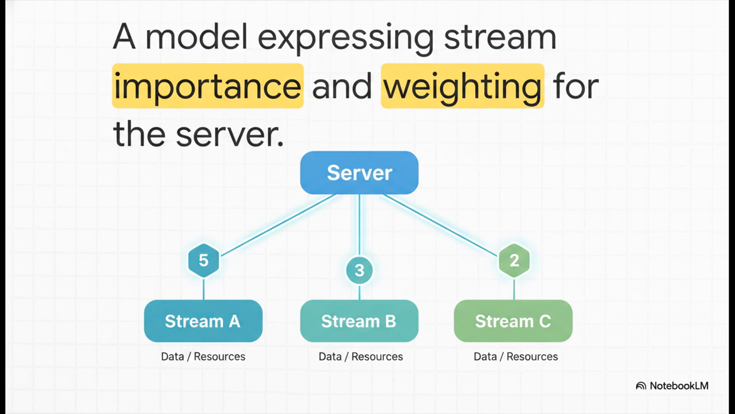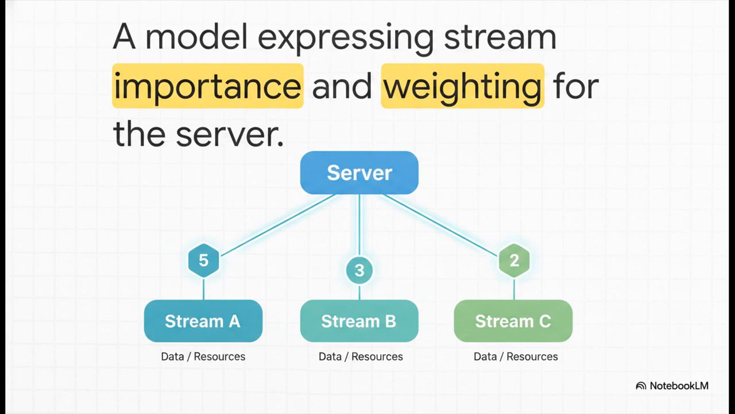Historically, this whole concept was modeled using dependency trees. Clients would express that certain streams shouldn't consume any bandwidth until their parent streams had finished processing. Streams were even assigned an 8-bit weight to determine how bandwidth was shared. Now, while modern implementations have evolved way past these complex tree schemes, the underlying conceptual lesson, signaling priority, remains absolutely critical for performance today.